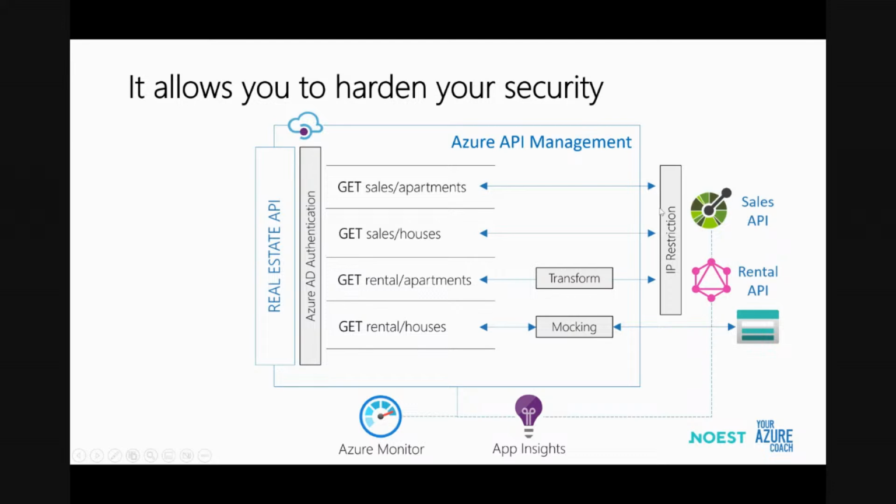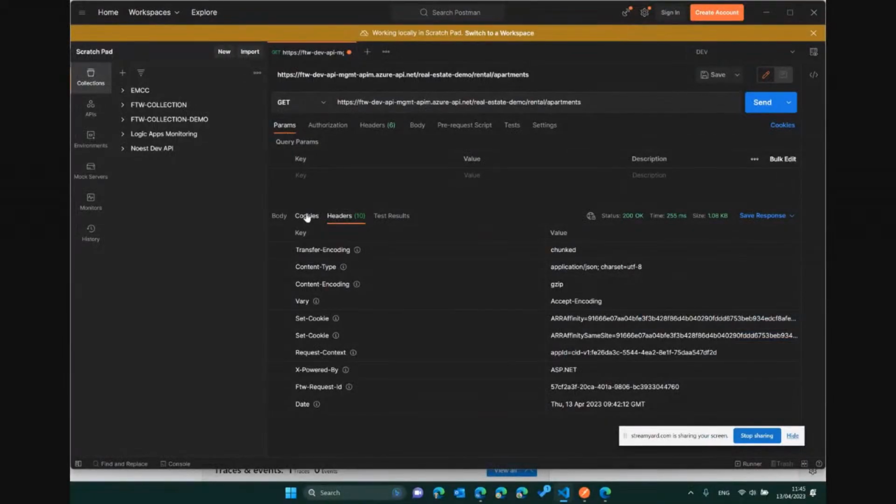So that's why I will configure the sales API or the rental API. I don't care which one I will take with an IP restriction, and I will only allow the static IP address of API management. And then in API management itself, I will enforce Azure AD authentication. So let's see how we could do this. Let's start with the IP restrictions.